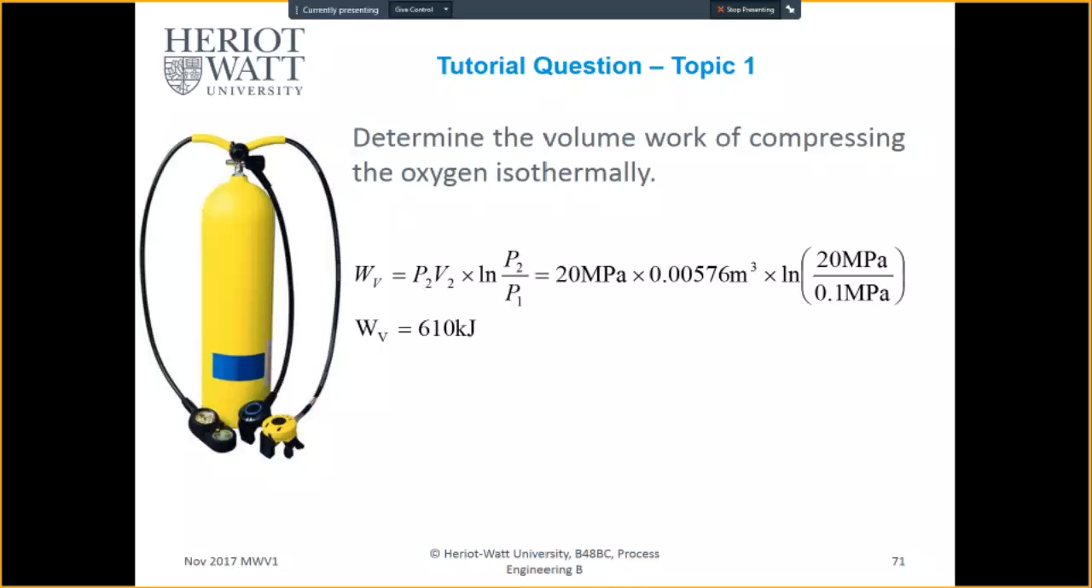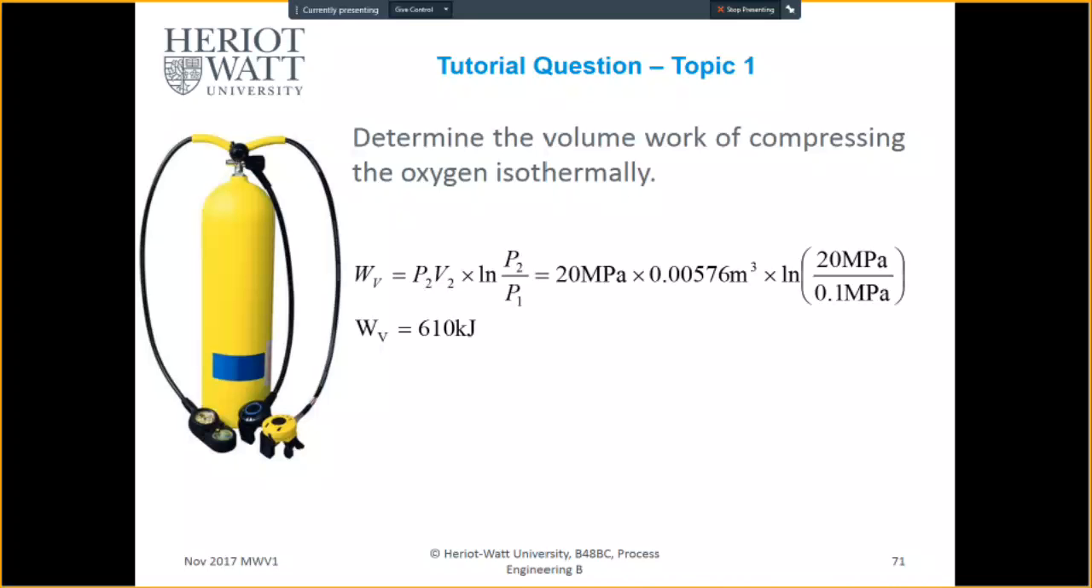So determine the volume work of compressing the oxygen isothermally. So remember, volume work in this case is P2 V2 times log of P2 over P1. When you are isothermally compressing or expanding, always use the equation of state because it's in relation to volume.